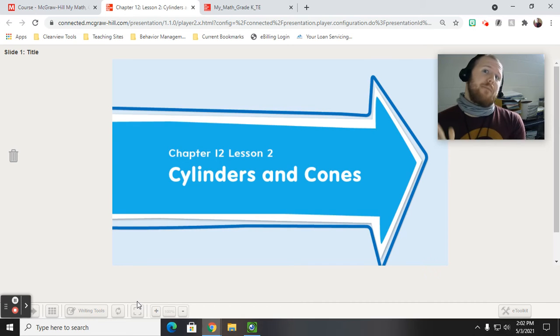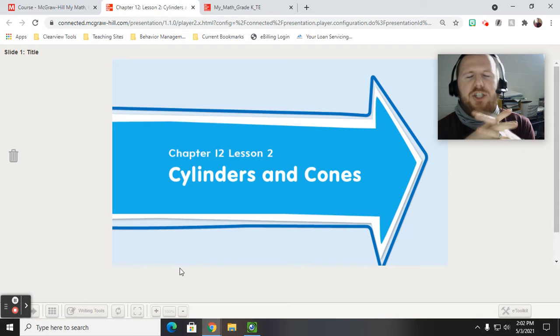It's the last chapter in my math, so it's going to be in your second math book for kindergarten. We are still talking about 3D shapes or solid shapes. Yesterday we talked about spheres and cubes and how they're different than circles and squares. They are related, but circles and squares are two-dimensional shapes, whereas spheres and cubes are three-dimensional shapes. And we've got two more three-dimensional shapes today. We're talking about cylinders and cones.